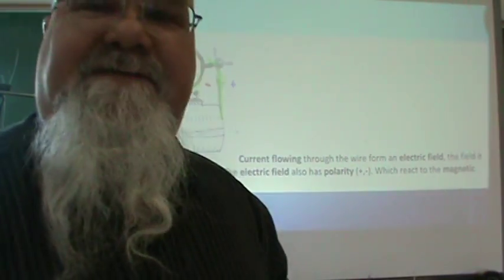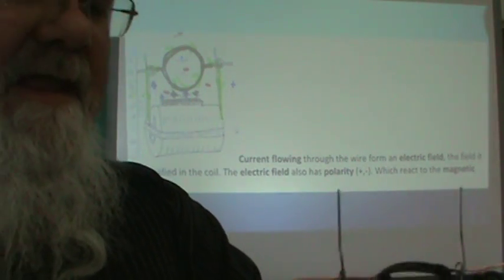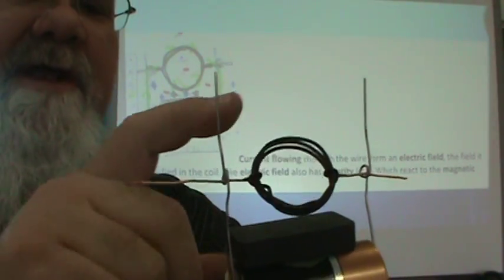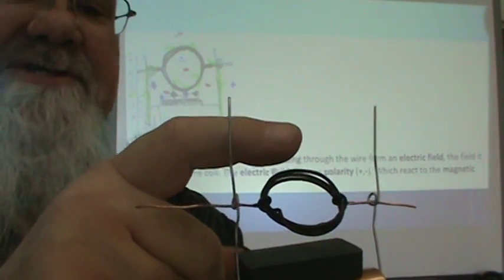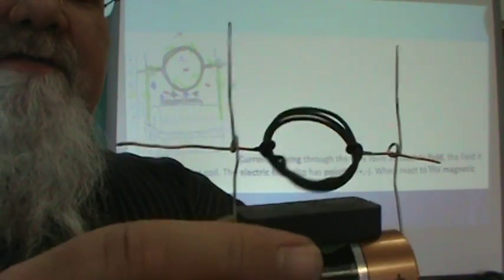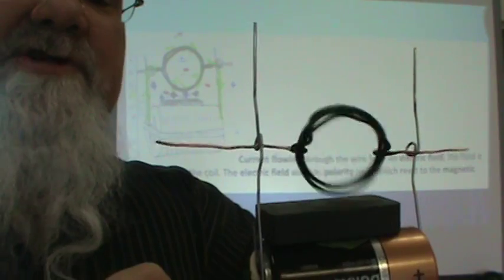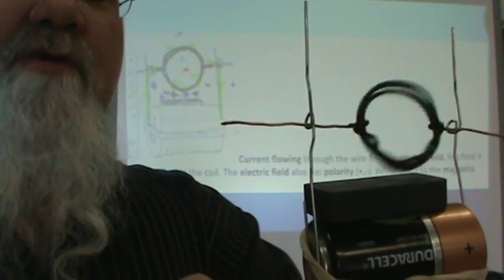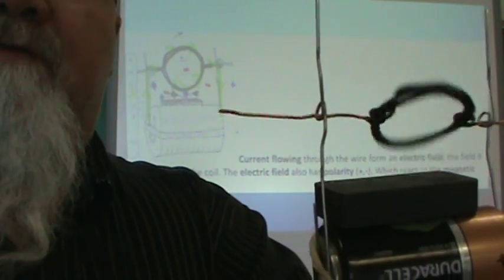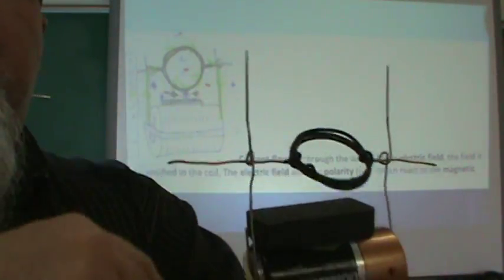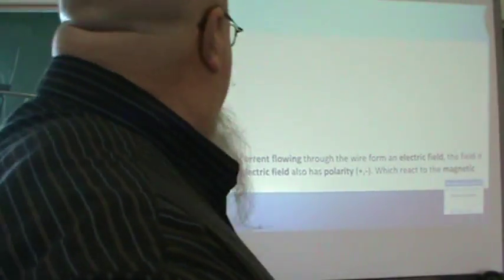Since the current is flowing, it will react. It has positive and negative in it. It will react with the magnet. And I mentioned opposites attract, like repels. The electrical field and the magnetic field will react with each other, causing the armature to spin. What's happening is it's switching back and forth from positive to negative quickly.